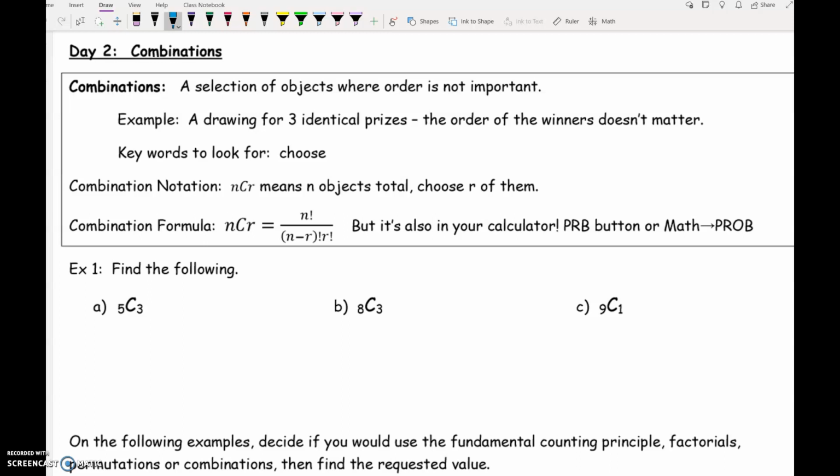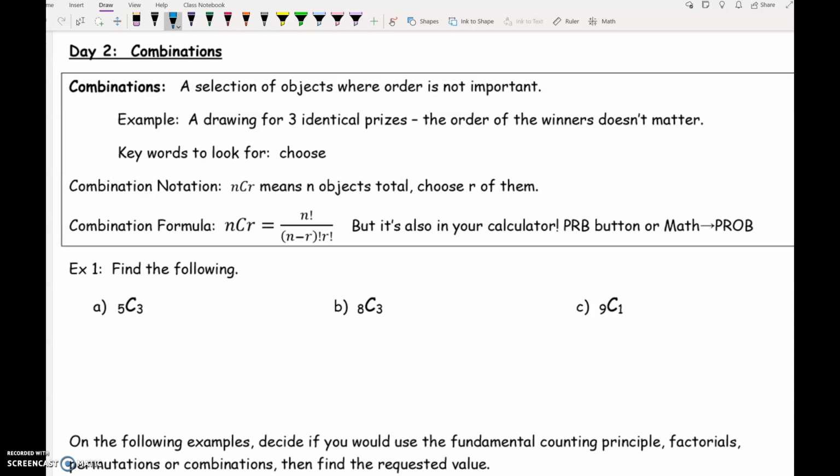For example, if I have 3 identical prizes, so I have 3 things on my desk that are all of equal value. It's pencils, by the way. It's nothing fancy, but it's pencils. So I have 3 pencils, 3 identical prizes, and the order of the winners doesn't matter. If Sam, Joe, and Mary win a pencil, that's the same as Joe, Mary, and Sam each winning a pencil, because all of them won the same thing. So the order does not matter.